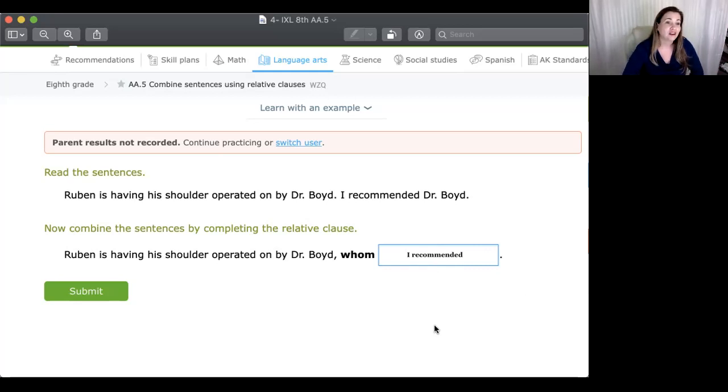So this particular example, I went ahead and typed in the correct answer that you would type in. So the sentences are, Ruben is having his shoulder operated on by Dr. Boyd. I recommended Dr. Boyd. Okay, wouldn't it be much more interesting to say, Ruben is having his shoulder operated on by Dr. Boyd, whom I recommended? It would be, for sure. And then we're blending those two thoughts together, but in a more mature way.